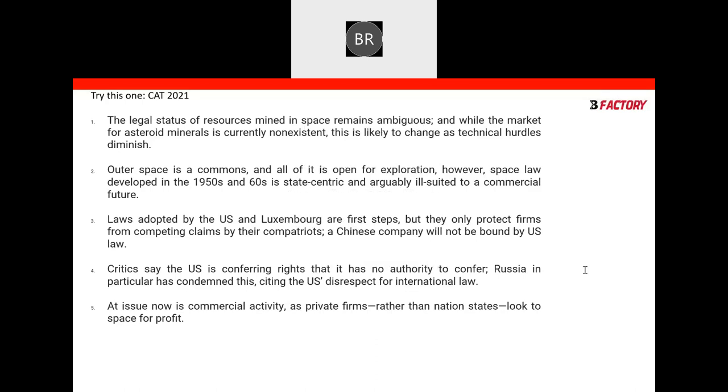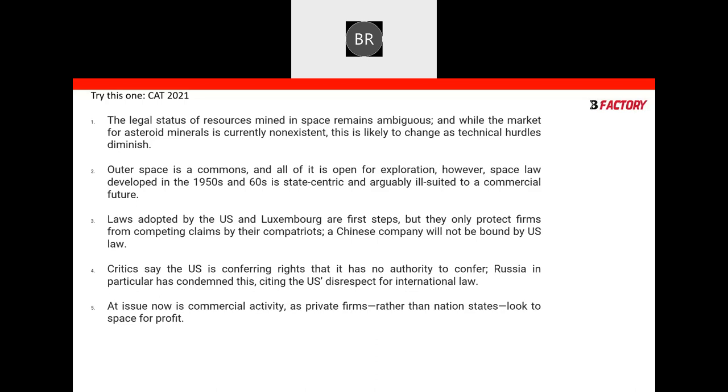See, one thing, look at option. Now, ye sab cheeze na, I'll be taking a VR masterclass 2. I'll take up parajumbles in that. So some of these things we will discuss in details there, but have a look here. Option number 2, outer space is a common space for exploration, but there is a space law, right? And it is state centric and possibly not very suited for a commercial future. State centric means related to government policies.